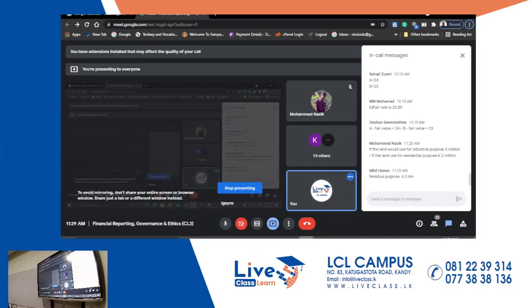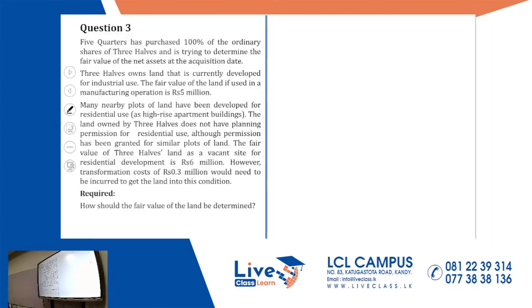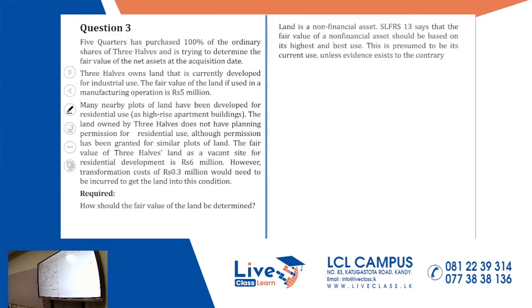The reason is now at 6 million you can say that is the fair value. You can sell it, but to bring to that situation, you want to incur some cost of 0.3 million. Actually, it should be 5.7, right? Is it 6 million? No. Look at this. Land is a non-financial asset, and SLFRS 13 says that the fair value of non-financial asset should be based on its highest and the best use. This is presumed to be its current use unless evidence exists otherwise.